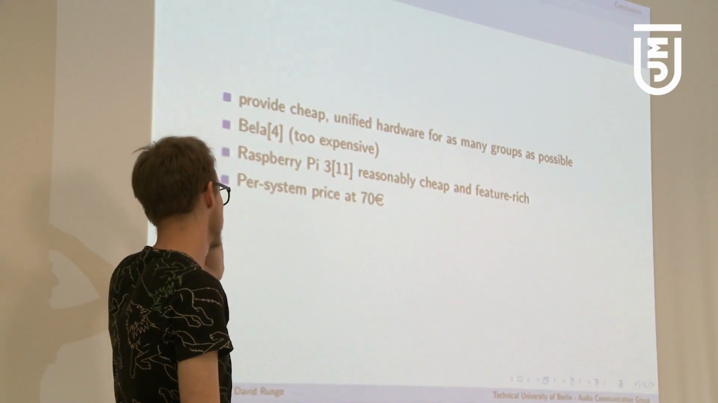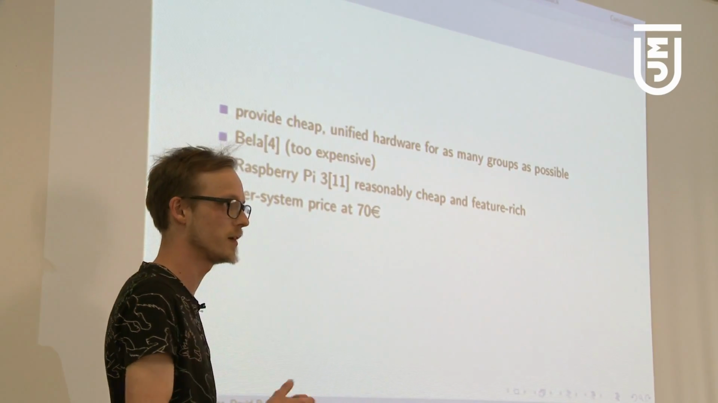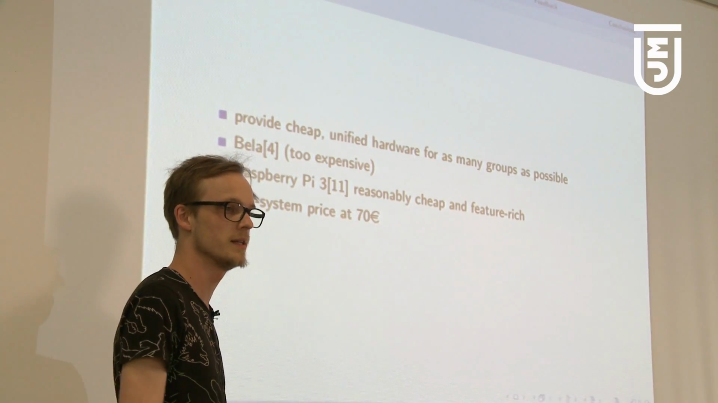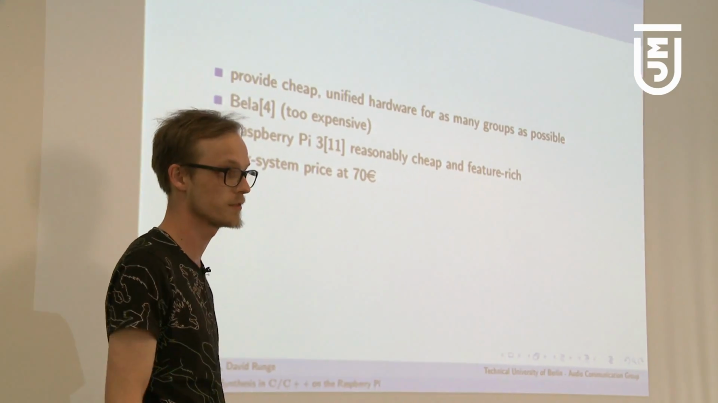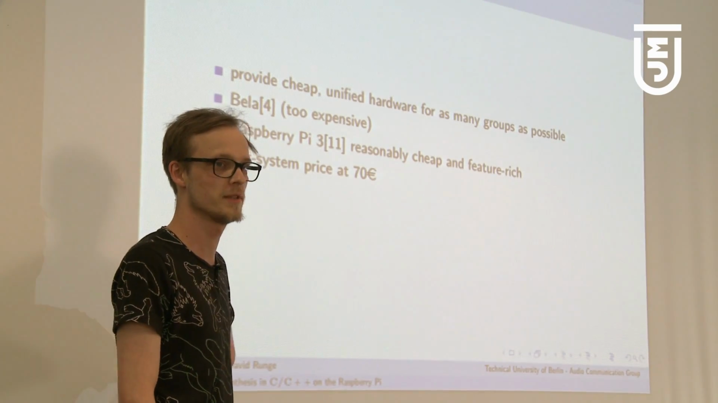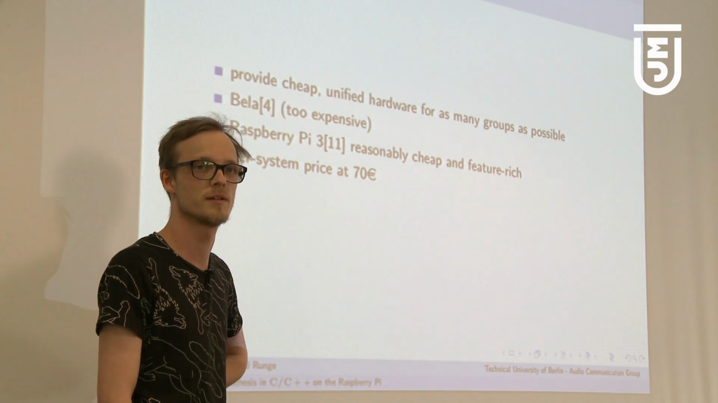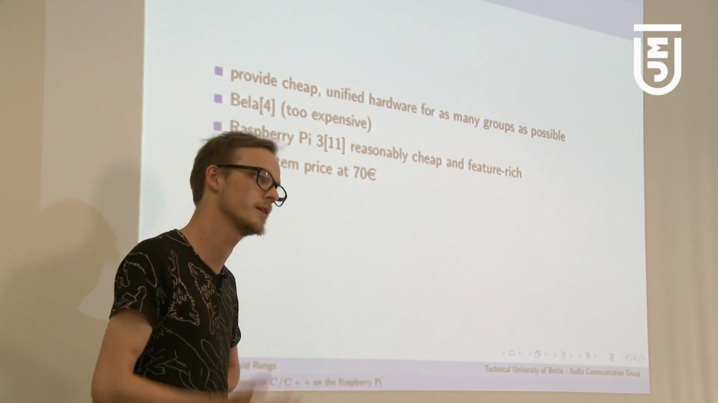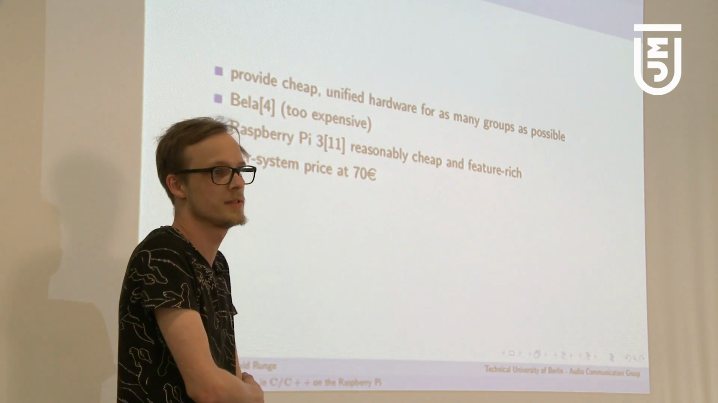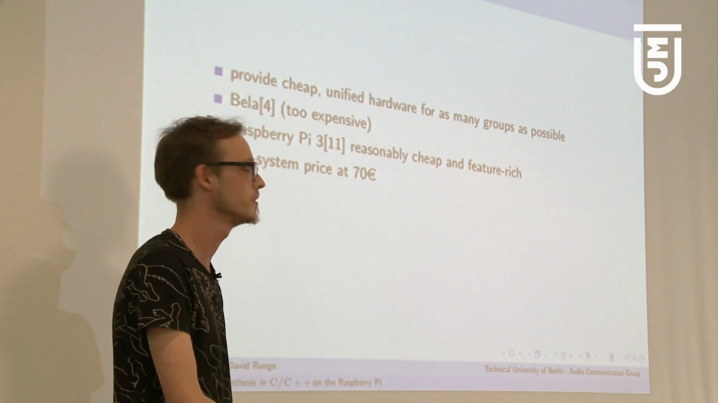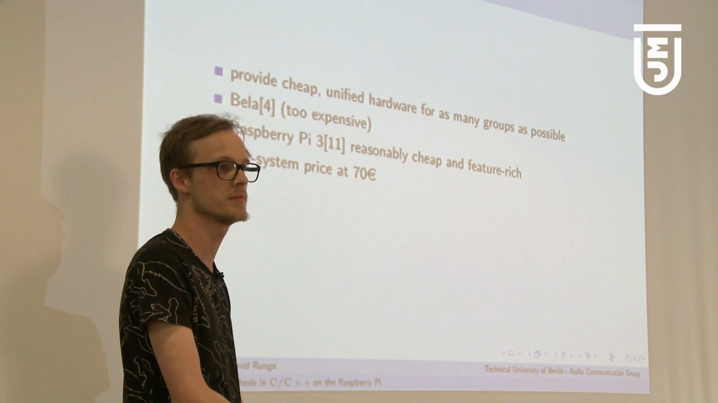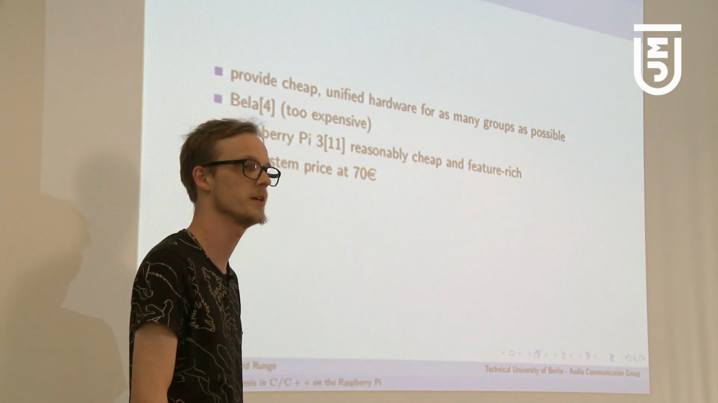We try to have a unified approach, so every student and every group would have the same starting point, apart from their own background, obviously. Bela proved to be a bit too expensive for 10 groups, so we didn't have the funds to do that. We might dive into that in the future. The Raspberry Pi 3 was reasonably cheap and extensible, and that's why we chose it, because we could go for 10 systems for 70 euros each. That's quite okay.